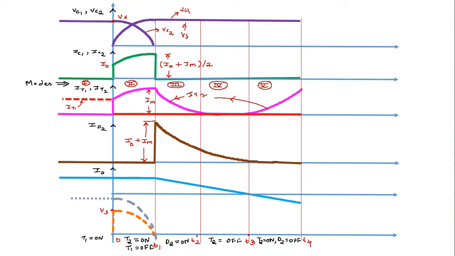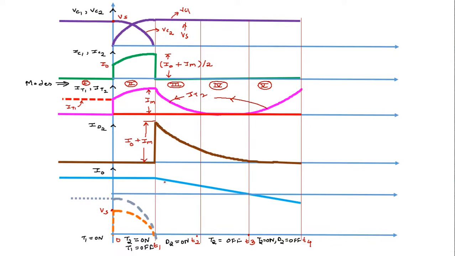Now as we have discussed, at time t equals T1, the ID2 current will be equal to I0 plus Im. As time passes, the load current will decrease because it depends on the inductive load, and Im will depend on the L2 inductor. Therefore both will decrease, so the total ID2 will also decrease slowly. As we have discussed, the load current is dependent on the inductive load.